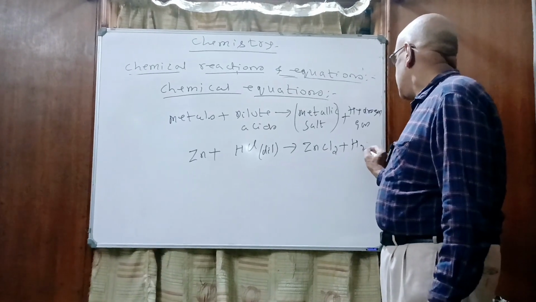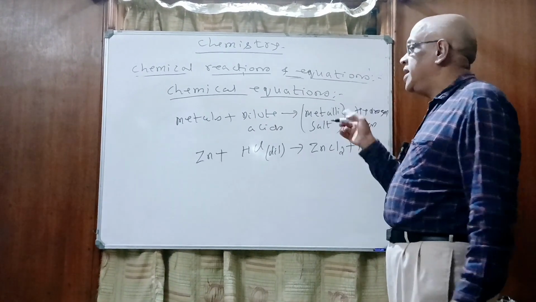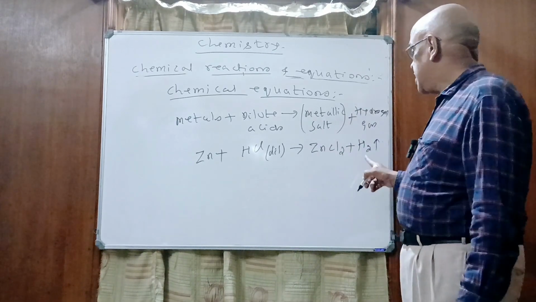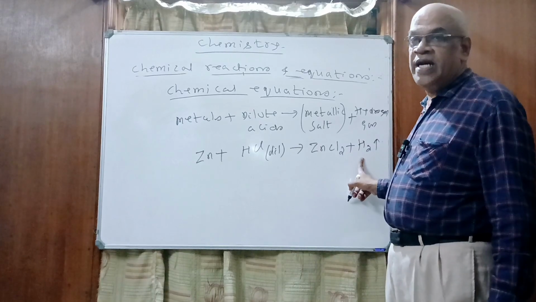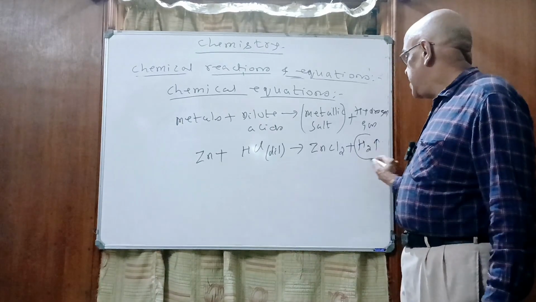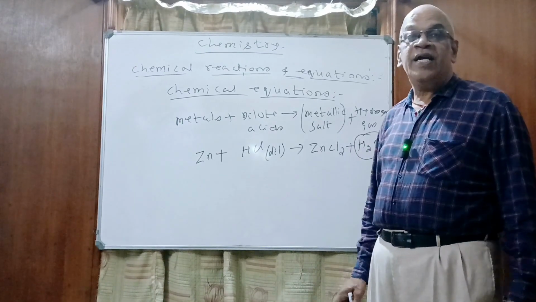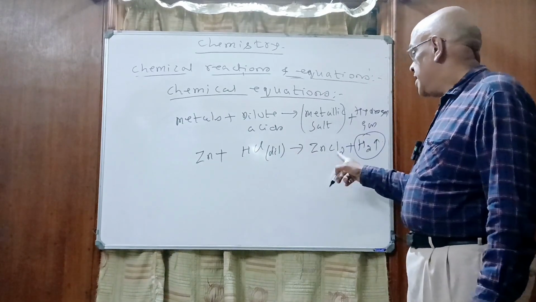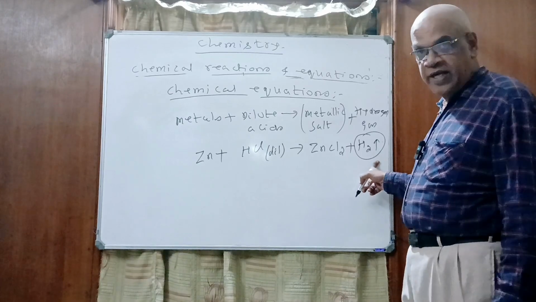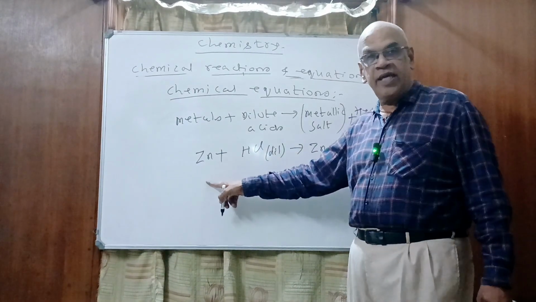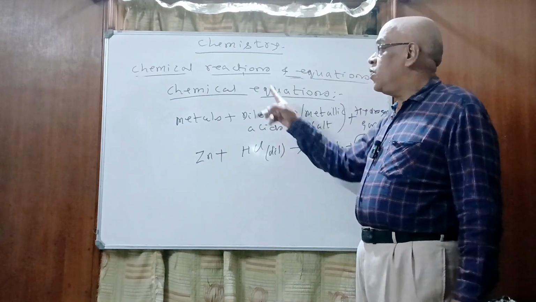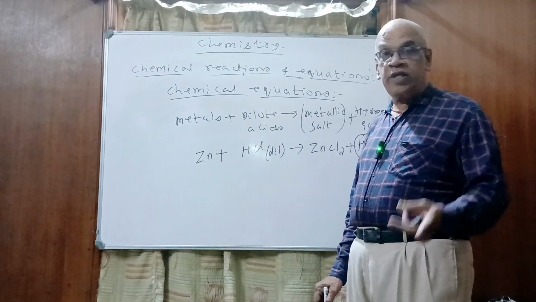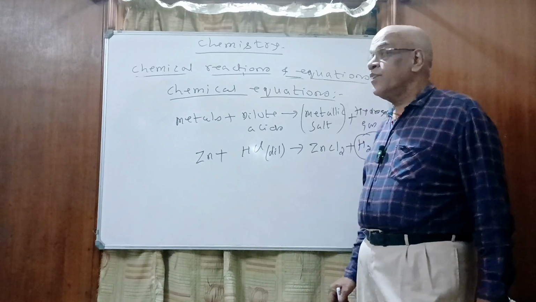ZnCl2 plus hydrogen gas. See, children, yesterday in my last video, previous topic, what did we discuss? Characteristics of chemical reactions. Mention one characteristic of chemical reaction. You can write this: whenever metals react with dilute acids, zinc chloride and hydrogen gas is liberated. Yes or no? What is chemical reaction? You can write this. Then, what is chemical equation? You can write the same equation. See, children, 3 questions, same answer. That is the beauty of chemistry.